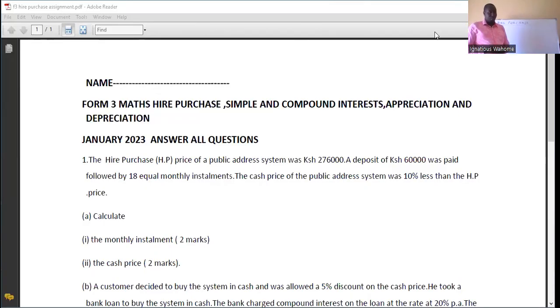So this is from Dream Mathematics: higher purchase price, simple interest, compound interest, appreciation and depreciation, January 2023. I want us to cover the higher purchase price.